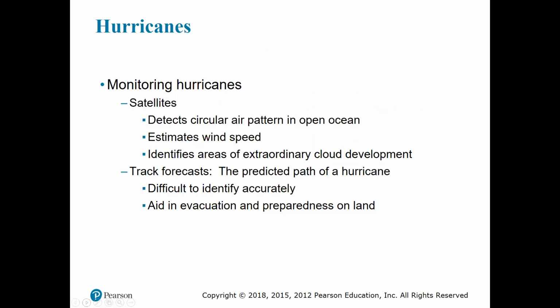So if we look at being able to monitor hurricanes, we have satellites, we have aircraft reconnaissance, we have what they call hurricane hunters that actually fly into the hurricanes and get data, radar from the coast, and also data buoys that are out in the ocean. This has allowed us to really look at the track of a hurricane, and this is called a track forecast. It's difficult to identify accurately, but with the increase in technology, current 5-day track forecasts are now as accurate as the 3-day tracks from 20 years ago. So we have gotten a lot more accurate about this.